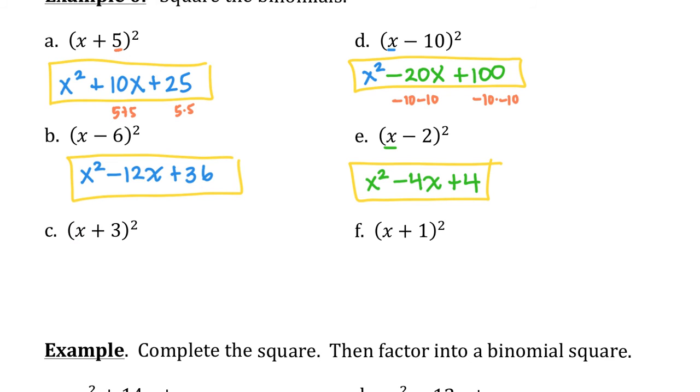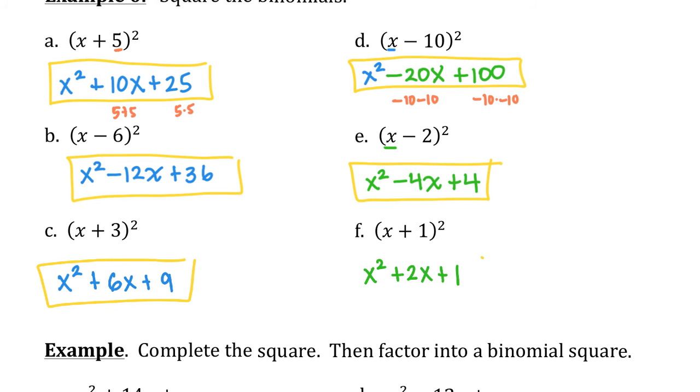X plus 3 to the second. Let's start with x to the second. Since it's a plus 3, if I do 3x plus 3x, I get 6x. And if I do 3 times 3, I get 9. So one last one, x plus 1 squared: x squared, 1 plus 1, 2x, 1 times 1, 1. And if you forget, you can always multiply it out the long way using the box or by distributing.